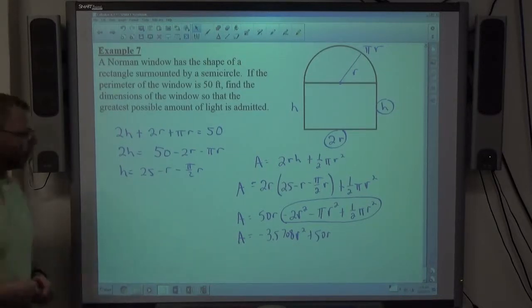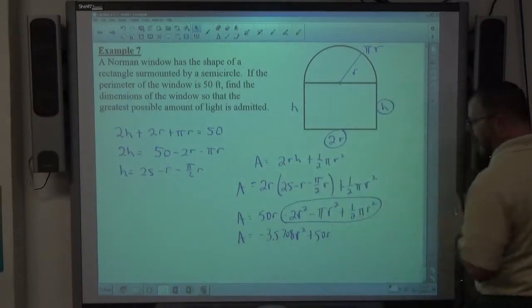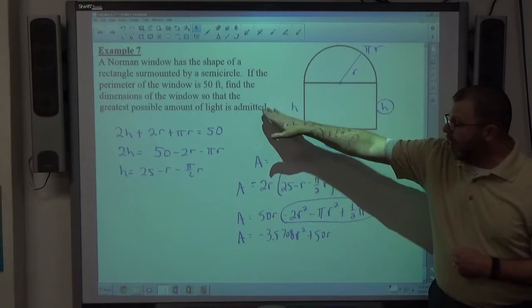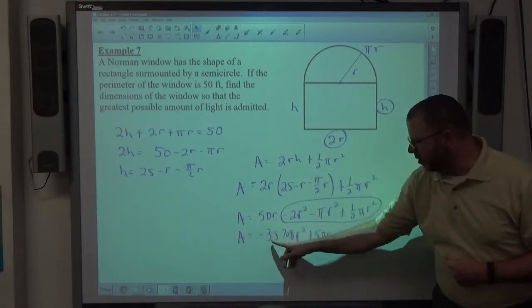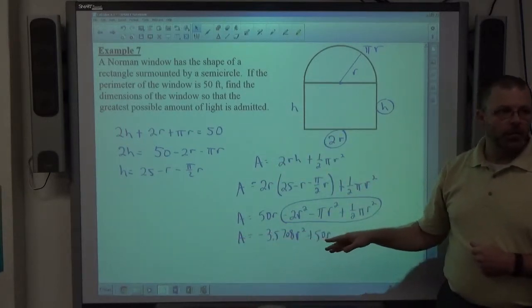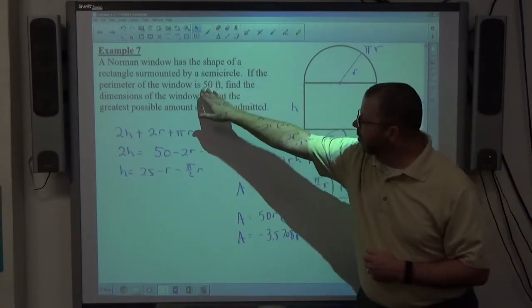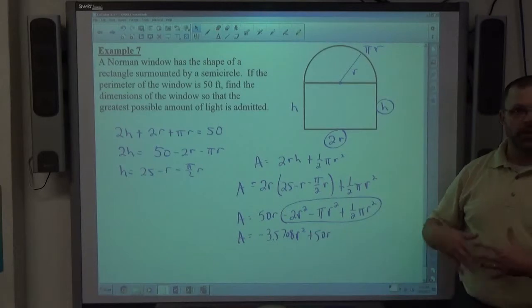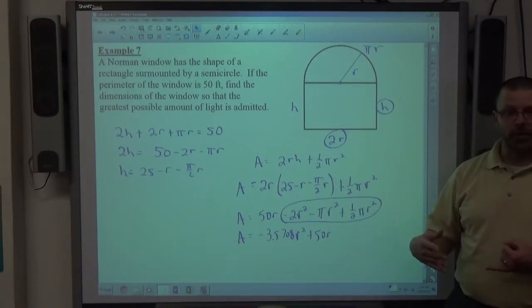All right, so I'm at the point in this problem where I've got what I'm trying to optimize. I'm trying to optimize area, in terms of a single variable. And I use the set-in-stone value to establish that single variable equation, right? Once I get to this point, now it's do the calculus: take the derivative, find the critical numbers.